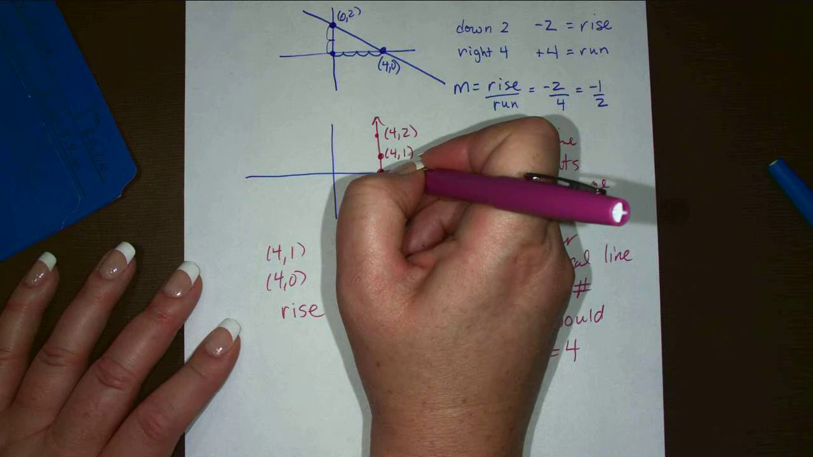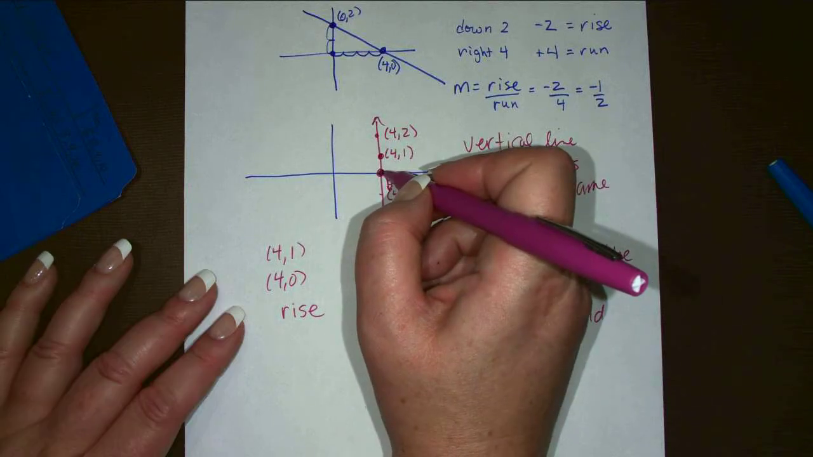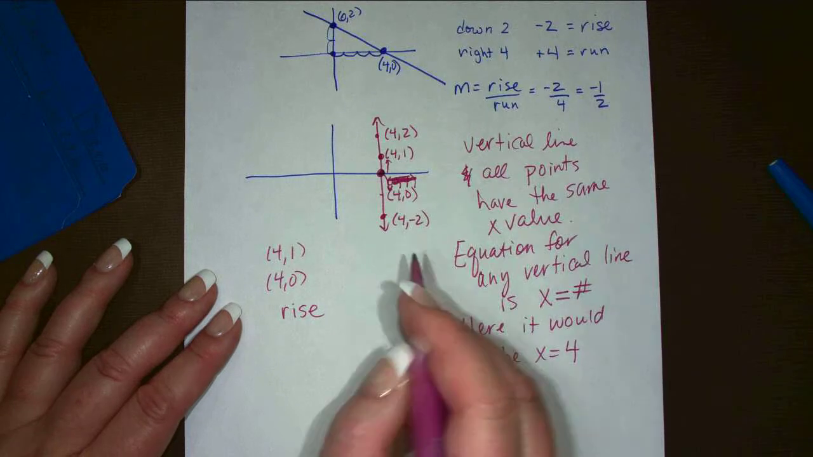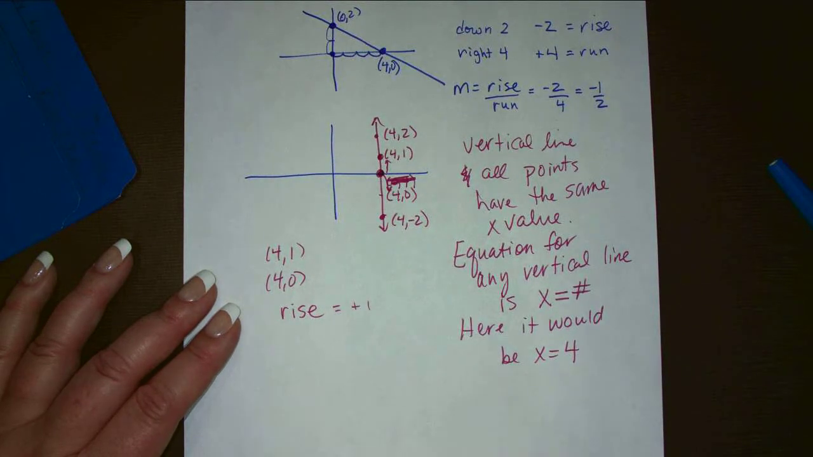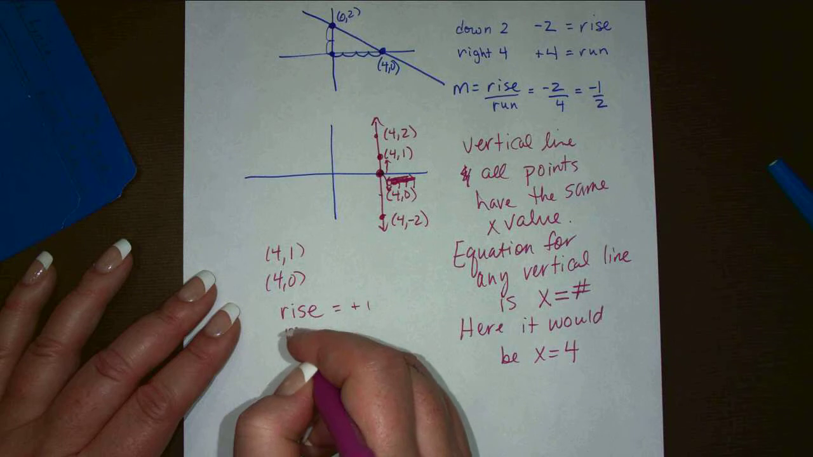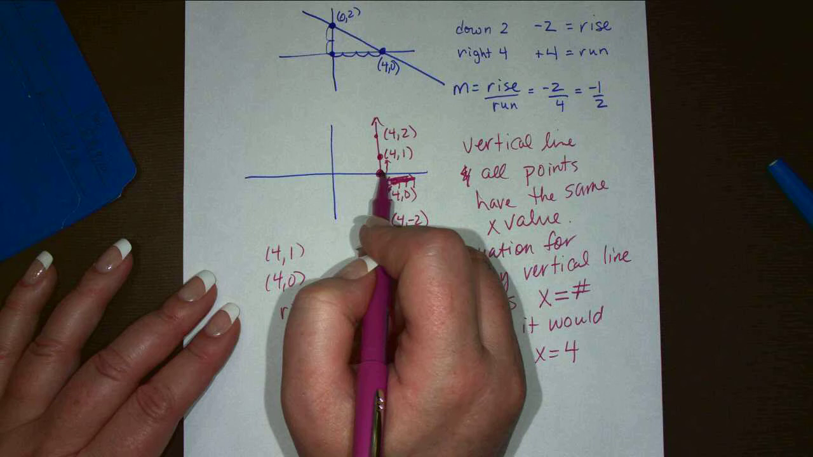Up 1 or down 1, it doesn't matter. So say we go up 1 to get from 4, 0. So the rise would be plus 1 between those points. And then what's the run? We don't go to the left or right. We just go up 1, that's it. So the run would be 0.